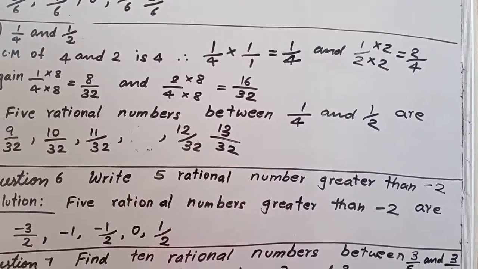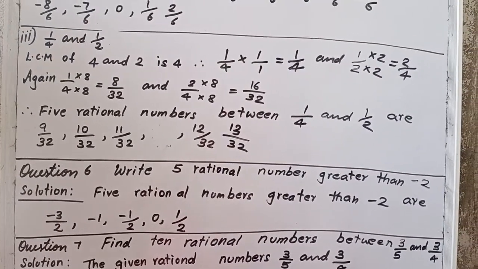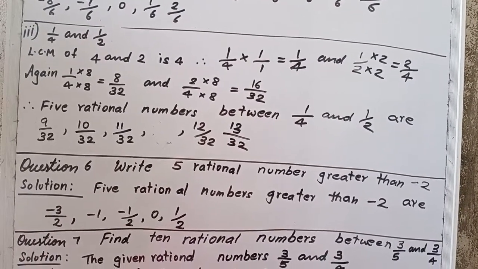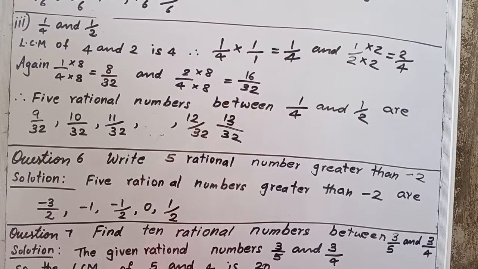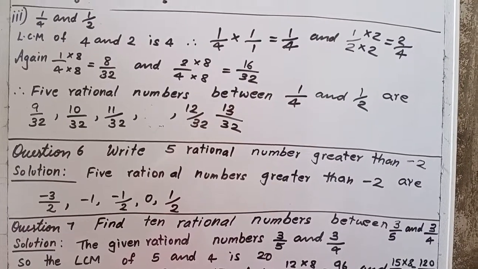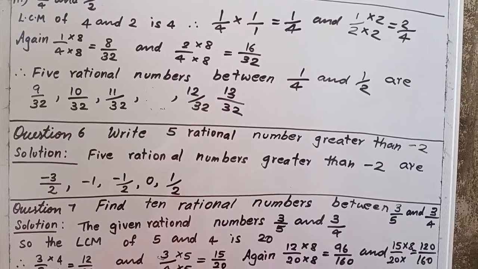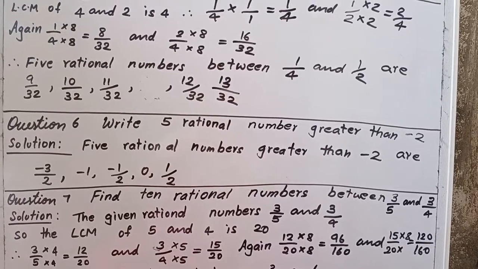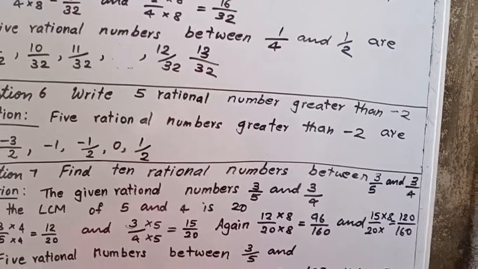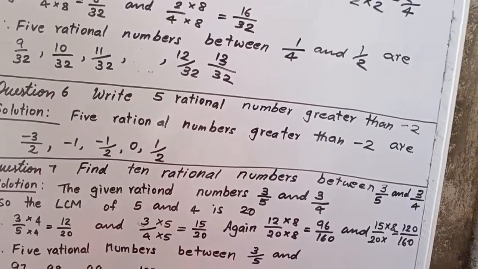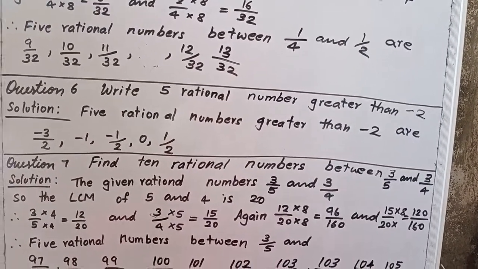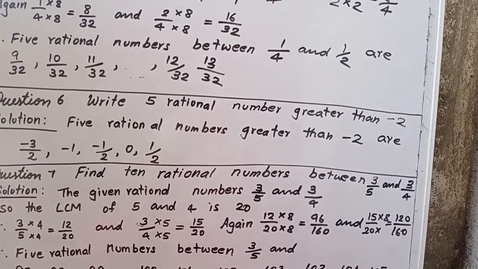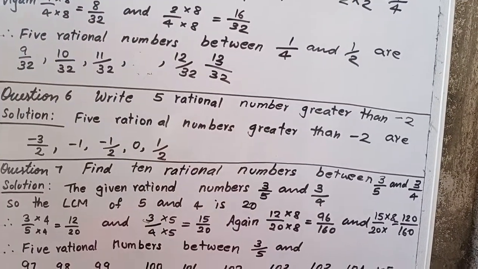Now next, the last question of this exercise 1.2. Find 10 rational numbers between 3 by 5 and 3 by 4. The given rational numbers are 3 by 5 and 3 by 4. The LCM of 5 and 4 is 20. So 3 4s are 12, 5 4s are 20. 3 5s are 15, 5 4s are 20. So again what can I do? 12 8s are 96, 20 8s are 160. 15 8s are 120, 20 8s are 160.